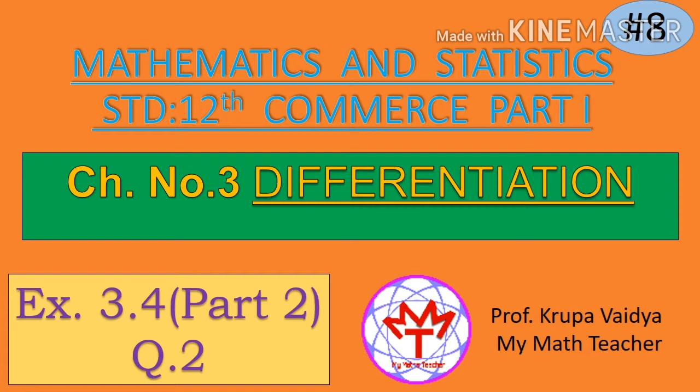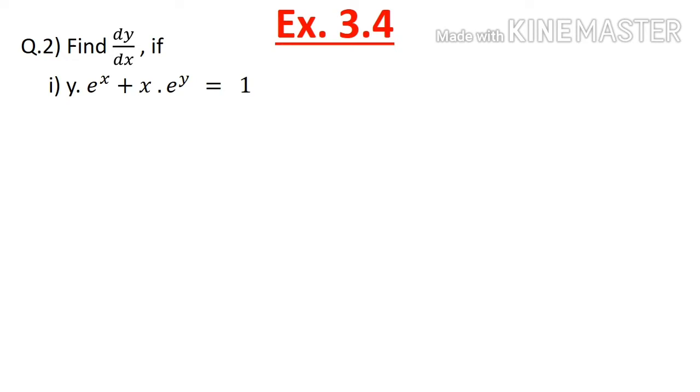In the previous video lecture, we started with exercise 3.4. We studied the meaning of implicit and explicit function, and we also finished question number 1 of exercise 3.4. Today we'll be solving question number 2 of the same exercise. So let's move on to the first sub question of question number 2.